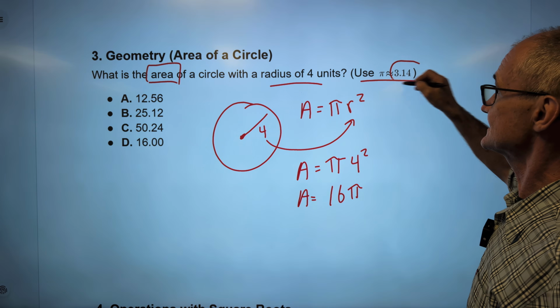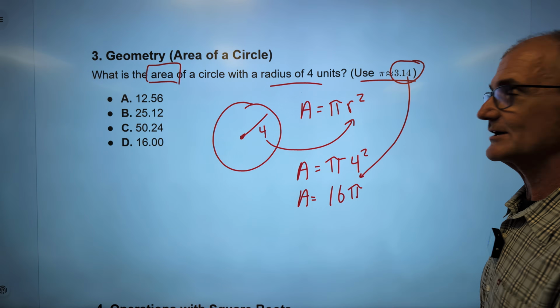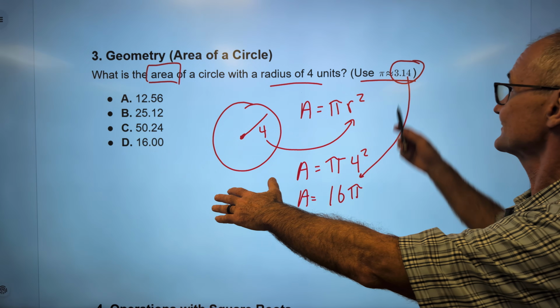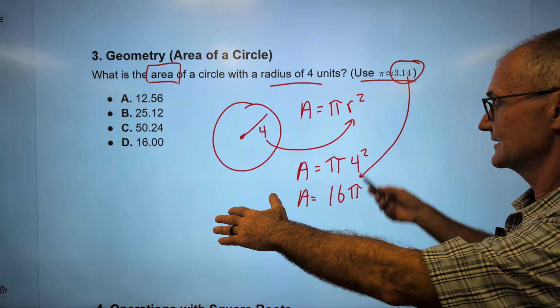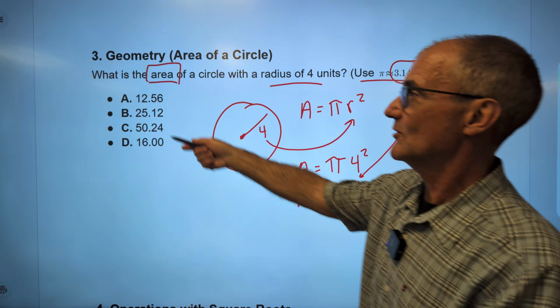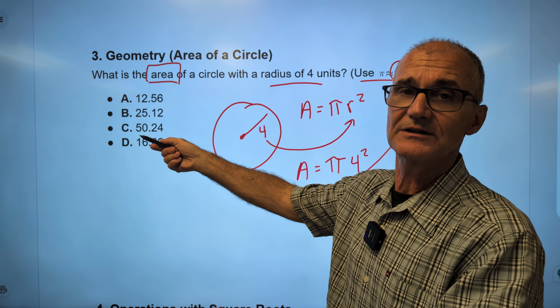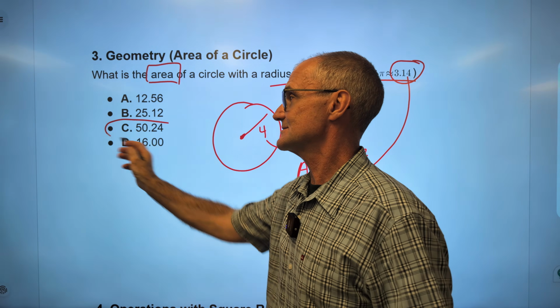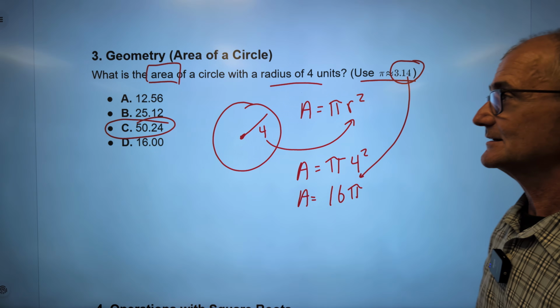Now it's telling me use this number, plug this in for pi. Before I do that, I'm going to just look at my answers. I'm just going to approximate that at 3. 3 times 16 is 48. It's got to be a little more than 48. Only answer that works, that's even close, a little bit above 48. Answer C right there.